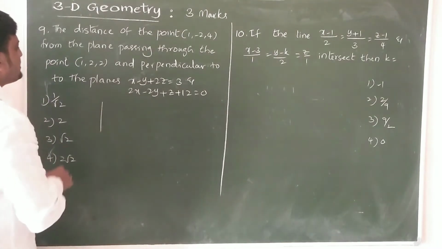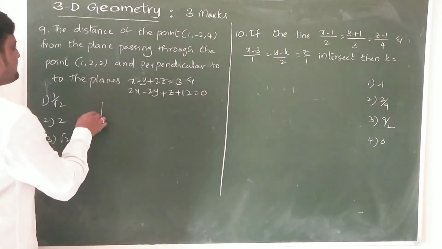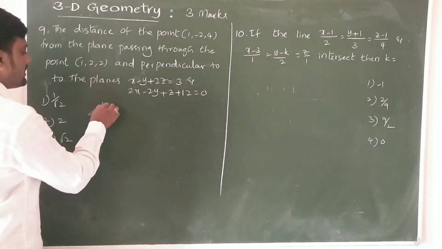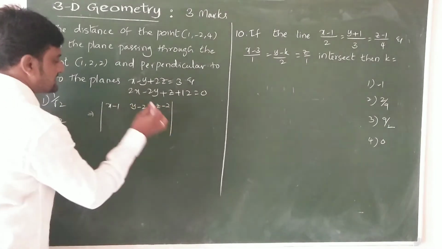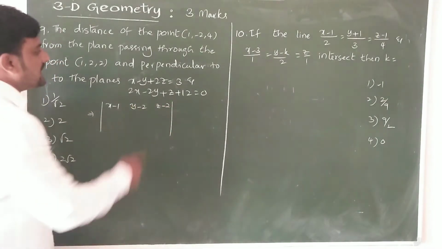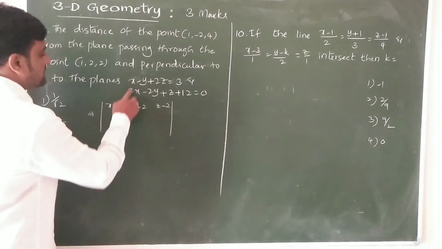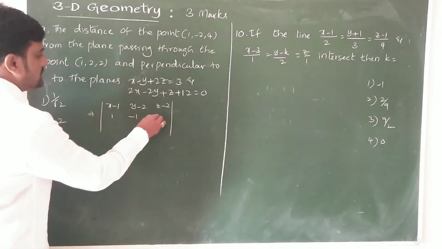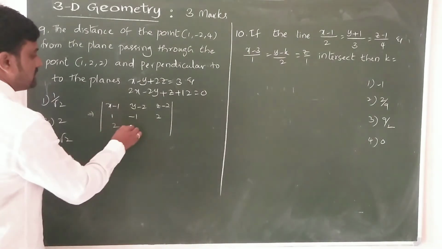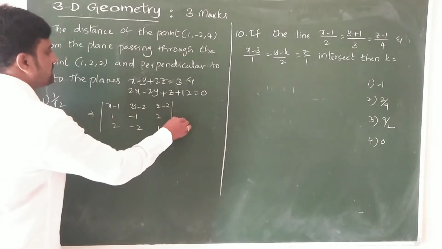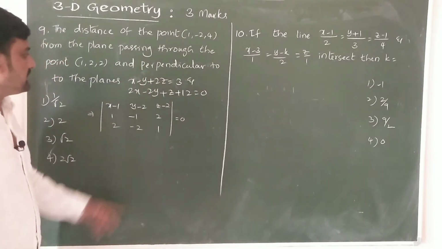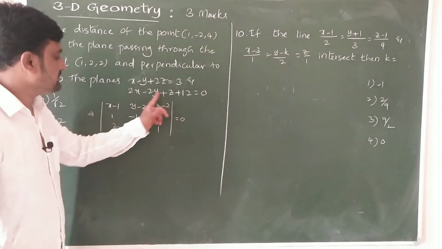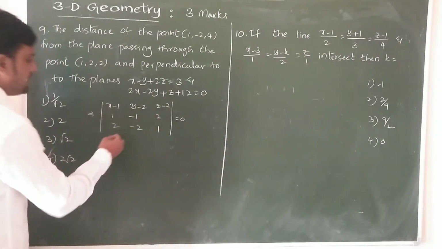It passes through (1, 2, 2), that means x minus 1, y minus 2, z minus 2. Yes. And the direction ratios are 1, minus 1, 2 and 2, minus 2, 1, because these are perpendicular to the planes. Okay, the plane which is perpendicular to the planes. So first of all we need the equation.